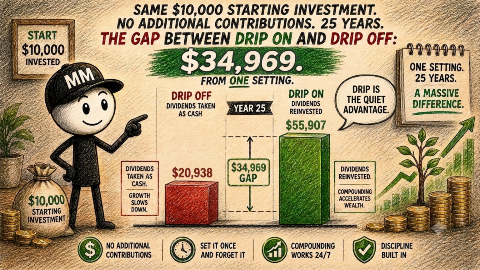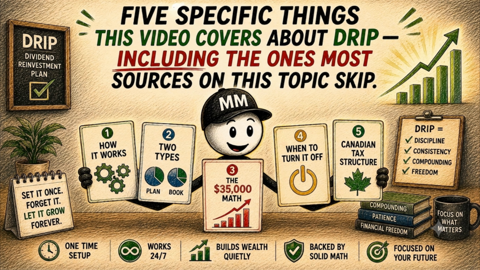And over 25 years, the difference between a $10,000 dividend portfolio with this setting enabled and the same $10,000 portfolio with it left off, no additional contributions in either scenario, same starting investment, same stocks, is approximately $35,000. $35,000 from one setting in 30 seconds. It is called DRIP, Dividend Reinvestment Plan.